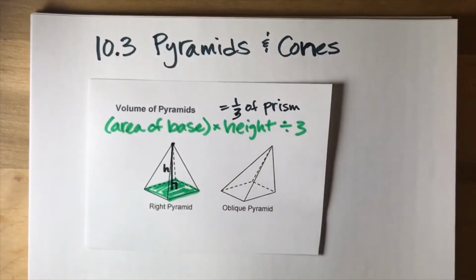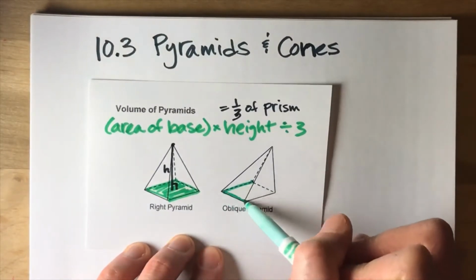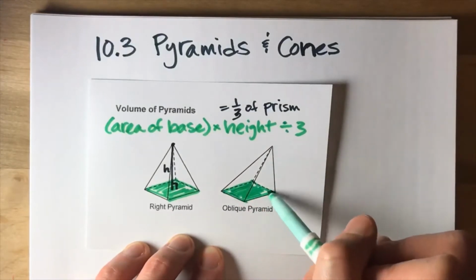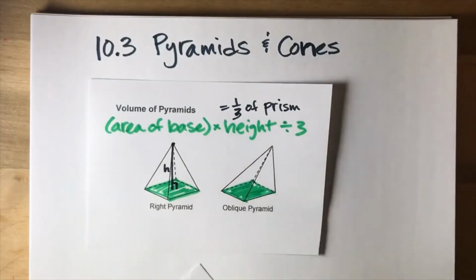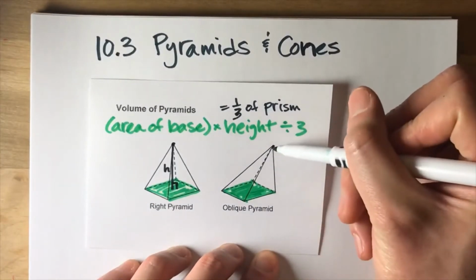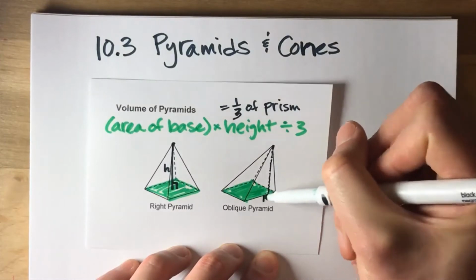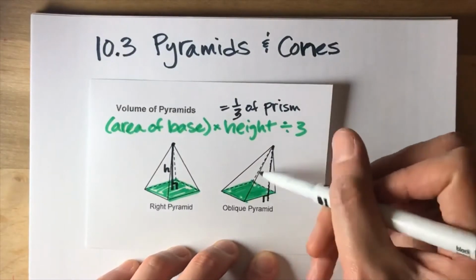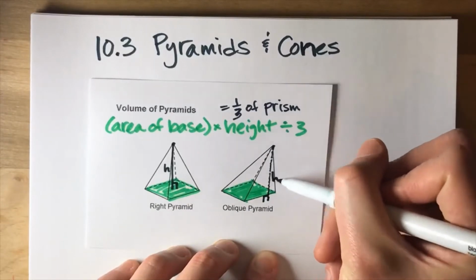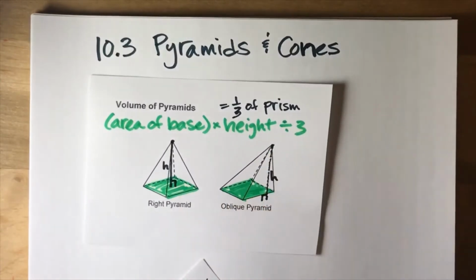Same with the oblique pyramid. It doesn't change the formula. We know that this has got to be the base because it's the face that's across from the vertex. And then the height is going to be from the vertex perpendicular to the base. And notice in this case, it's not going to be in the center of the base. In fact, it's not even above the base at all. It's probably all over to the side a little bit. So that's your height. So we do the area of that base times that height and divide it by 3.